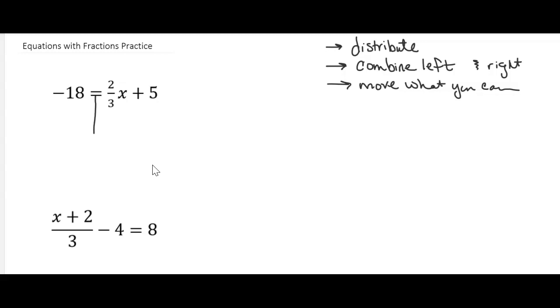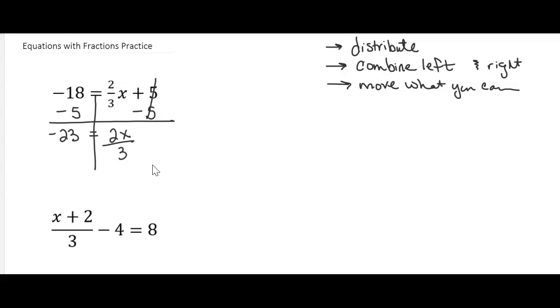Okay? All right, so let's look at this first one, and there's not numbers on it. So this fraction is here, which is annoying, but let's go down my list. There's nothing to distribute. There's nothing to combine. So now I need to move things, and I can actually move this plus 5. It's not attached to that fraction. It's not going to be a big deal. I'm going to go ahead and do that. And so to get rid of a plus 5, I minus 5. Okay? And so now negative 23 is equal to 2x over 3.